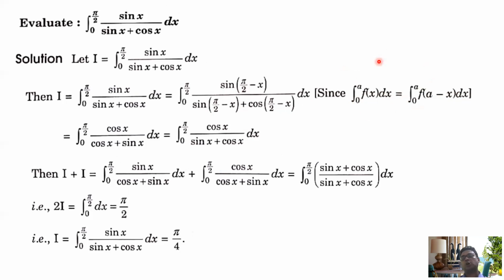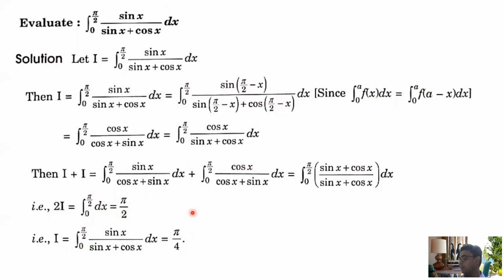I had solved one question in my last lecture, you can check. From here it is clear that sin of pi by 2 minus x equals cos x, and cos of pi by 2 minus x equals sin x. So ultimately what we are getting is I equals the integral from 0 to pi by 2 of cos x by sin x plus cos x dx. If I add this and that, then we have 2I, that is the integral from 0 to pi by 2 of sin x by cos x plus sin x dx plus the integral from 0 to pi by 2 of cos x by cos x plus sin x dx, which is sin x plus cos x by sin x plus cos x, so these cancel. What we have is 2I equals the integral from 0 to pi by 2 of dx equals pi by 2 after integration. Therefore I equals the integral from 0 to pi by 2 of sin x by sin x plus cos x dx equals pi by 4.